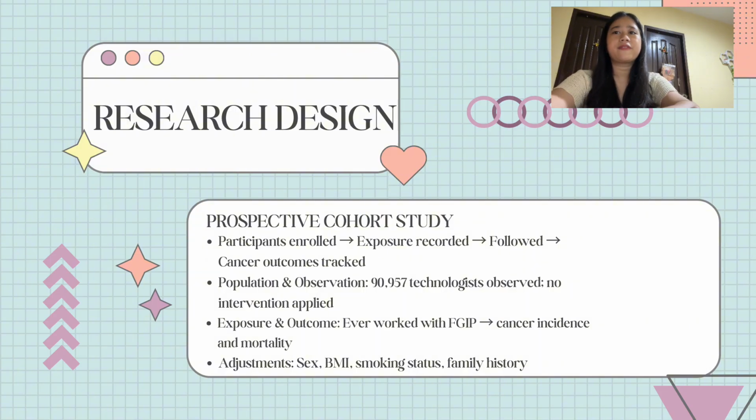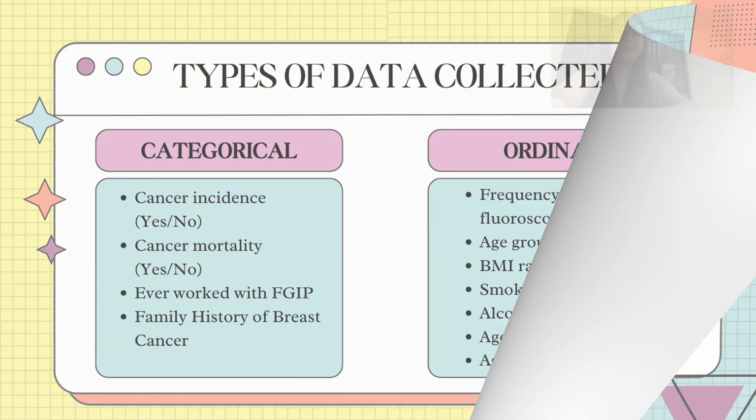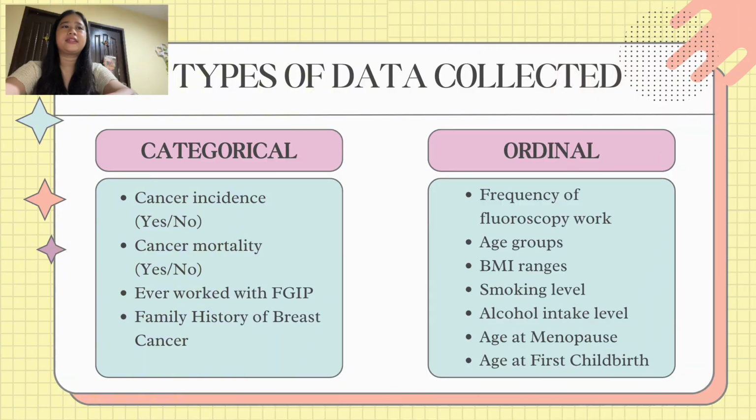Since the participants were followed forward in time, this design is ideal for studying risk and time to event outcomes like cancer. We have two types of data in our Study 1, the categorical and ordinal. So this study relied primarily on categorical and ordinal data. Cancer incidence and mortality were recorded as binary outcomes, while exposure to fluoroscopic procedures and other factors were grouped into ordered categories, and some variables originally measured continuously, like age or BMI, were also categorized for analysis.